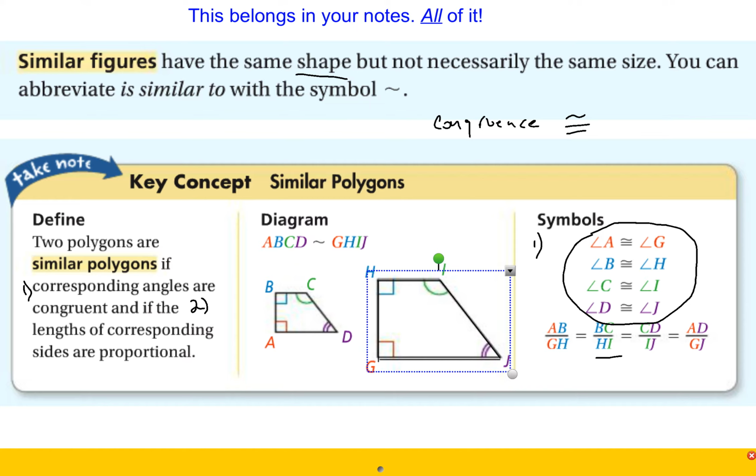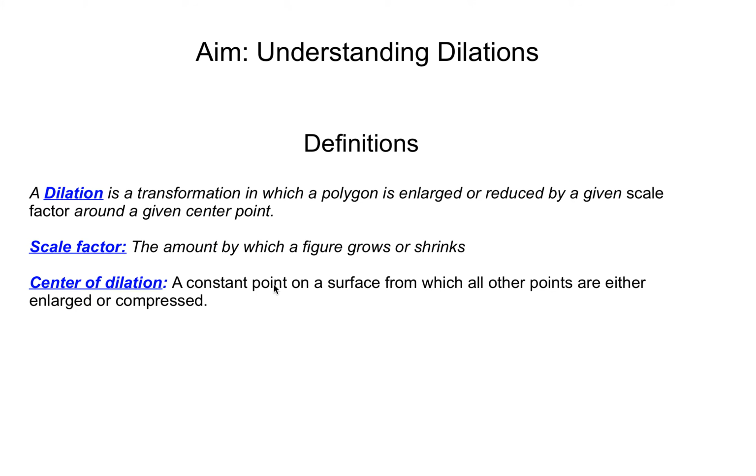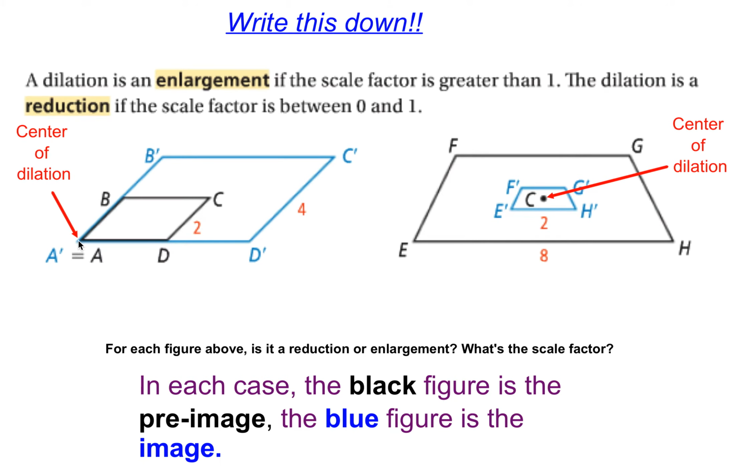Okay, next. A dilation is an enlargement if the scale factor is greater than 1. Remember, a scale factor can be either greater than 1 or less than 1. If the scale factor is greater than 1, then it's an enlargement. If the scale factor is between 0 and 1, then it's a reduction. So here are two examples. If you remember, the center of dilation is a constant point on a surface from which all other points are either enlarged or compressed. My center of dilation here is A. The center of dilation here is C in the second figure.